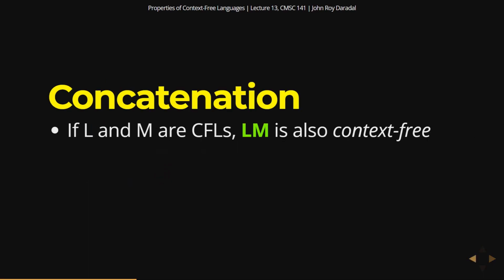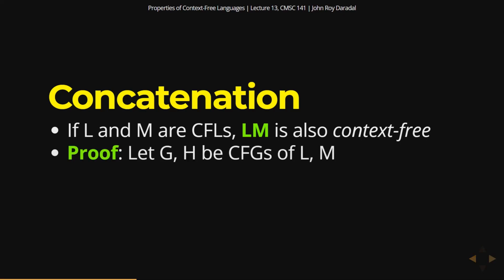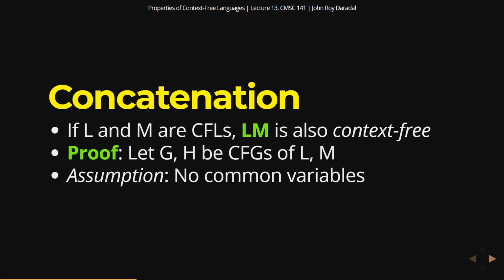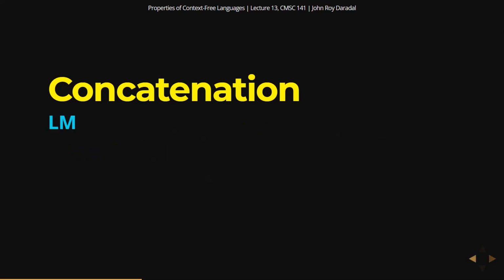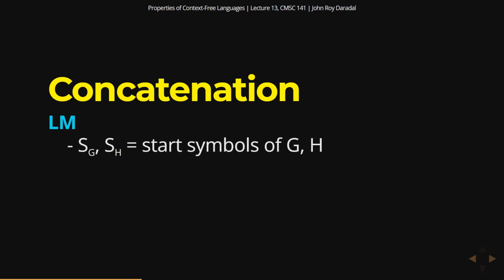Now for concatenation, we will do the same thing. If L and M are context-free languages, then the concatenation LM is also context-free. We'll still use the context-free grammars of the two languages to prove that concatenating them would also produce a context-free language. Let G and H be the CFGs of L and M respectively, and again, the assumption is that they have no common variables. So we can create the CFG for LM by doing this.